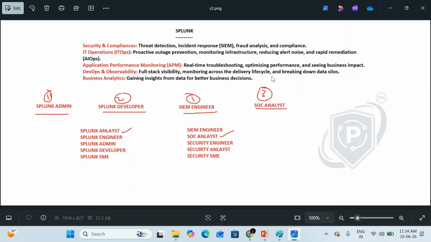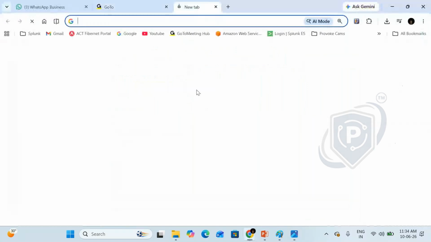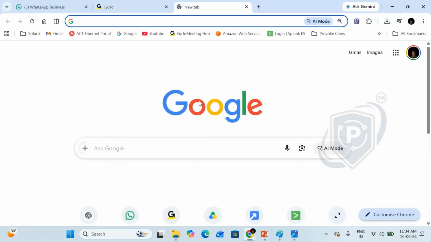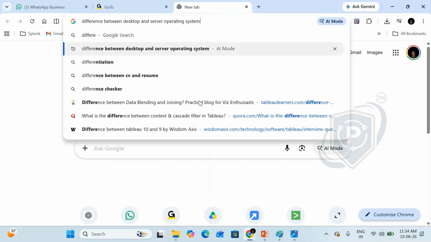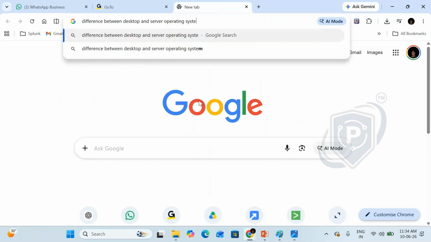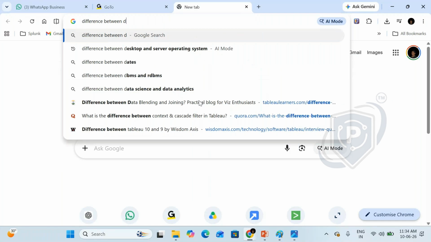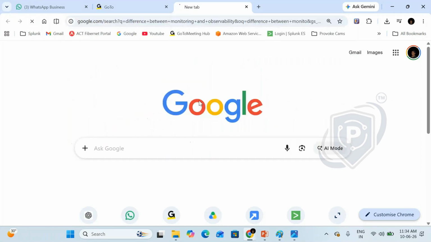Got my point, sir? Most important, we need to understand these two important things. In the last interview also they asked me the question: what is the difference between monitoring and observability?